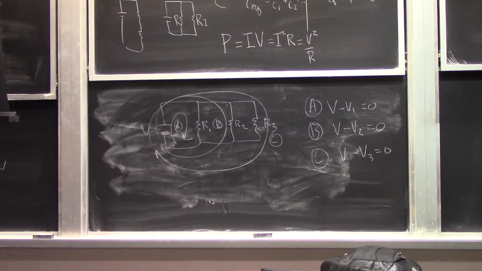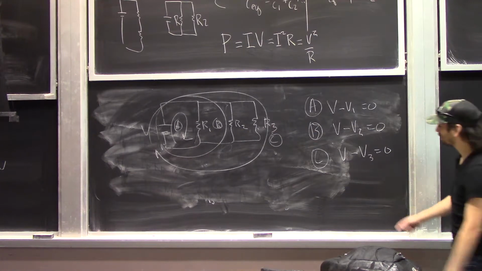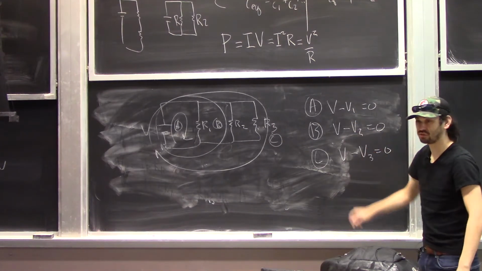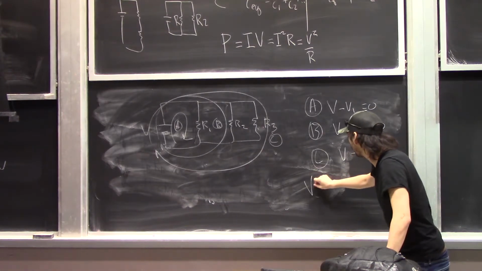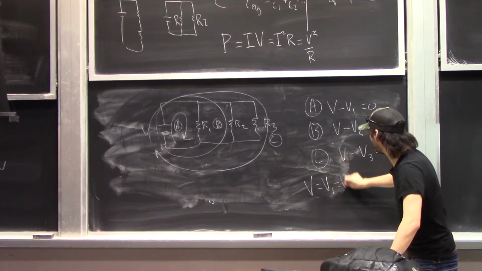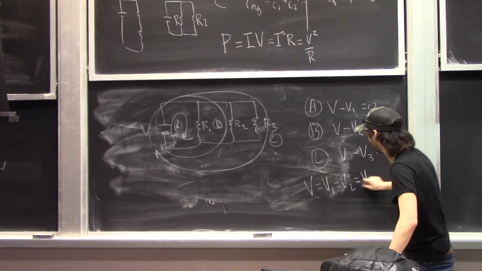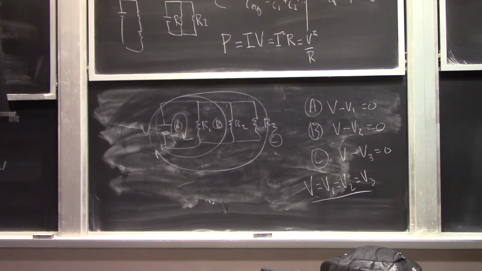So we could rearrange these to solve for what V1, V2, and V3 are. And what we see is that V1 is going to be the same as V2, which is the same as V3. All of these are going to be equal to that same V that we started with at the beginning. Okay. So the answer here should be that the difference in potential across each of the resistors is going to be the same. Okay, so moving on.